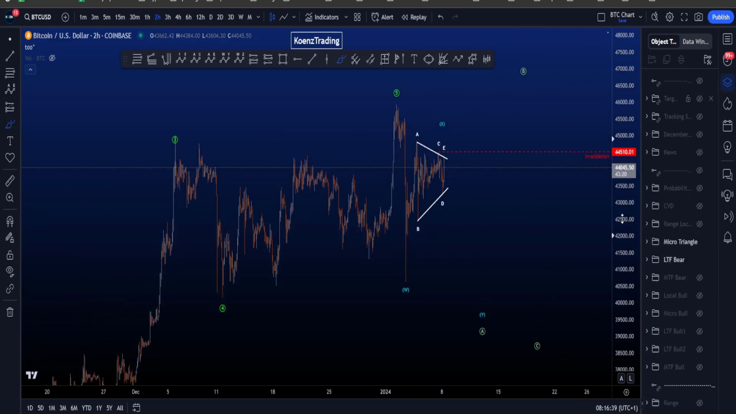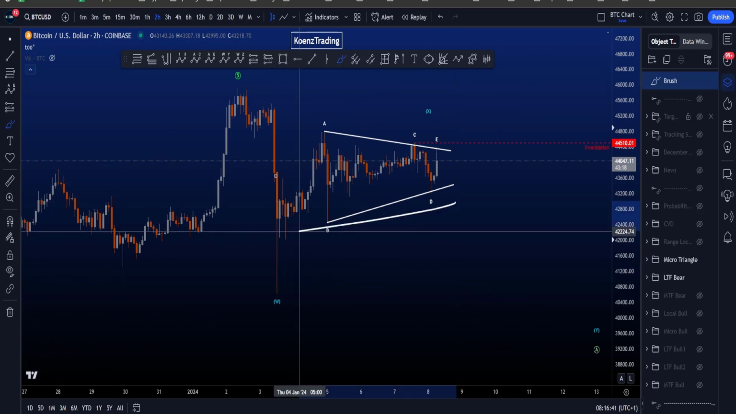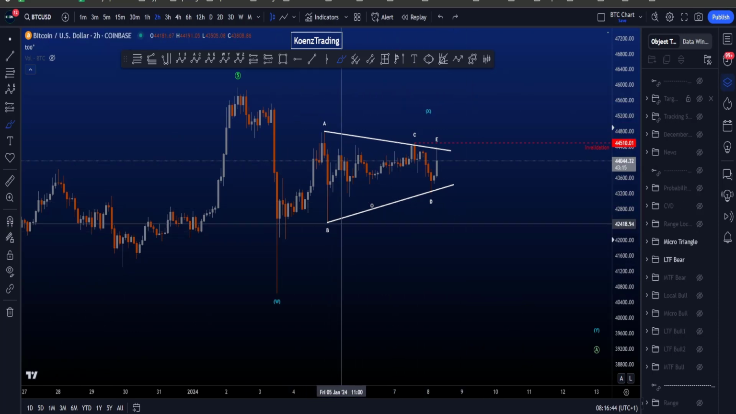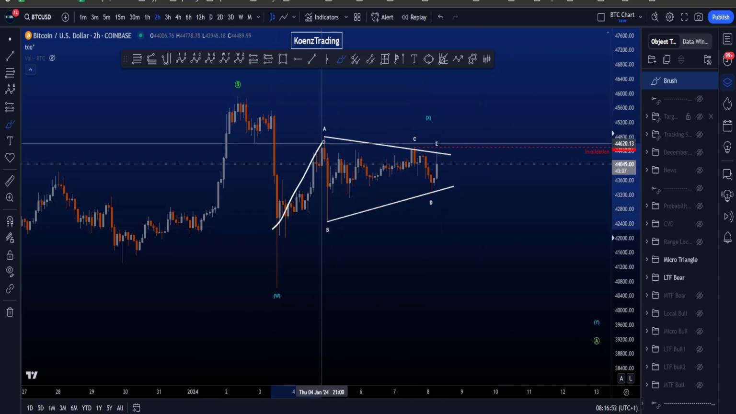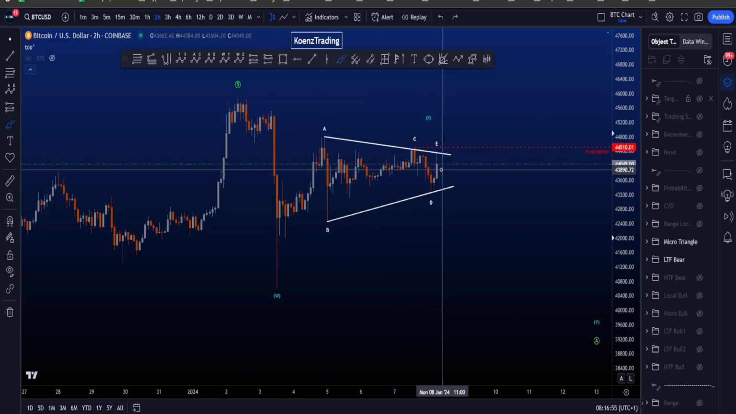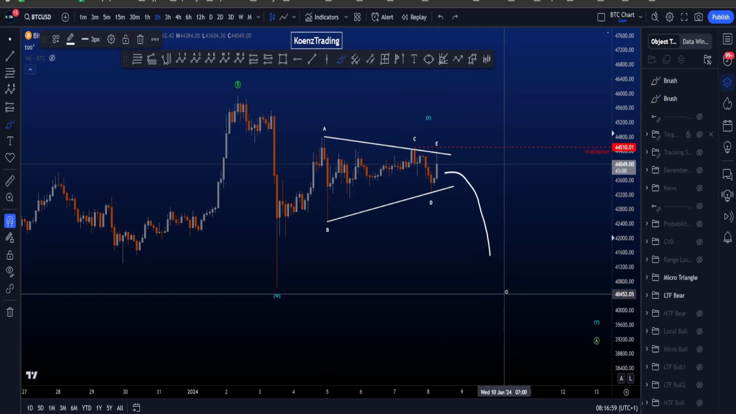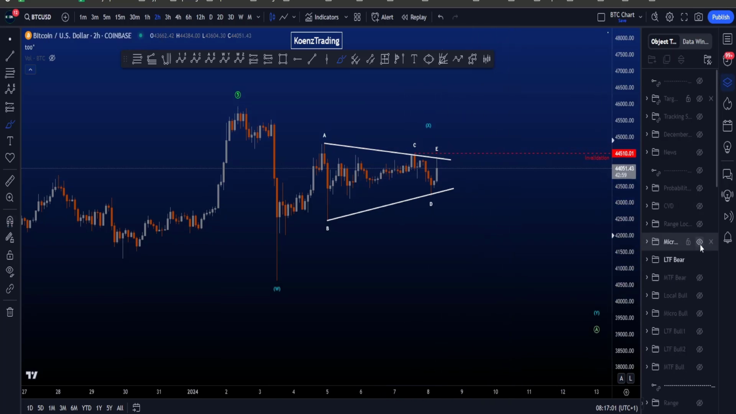Now, in the micro scenario, that could mean that here you're going to be looking for also a triangle, but this time you don't want to see the high taken, right? In the bullish scenarios, you want to see this one taken, while in this bearish scenario, in this triangle here, A, B, C, D, E, you don't want to see this high being taken. Instead, you want to see continuation to the downside.